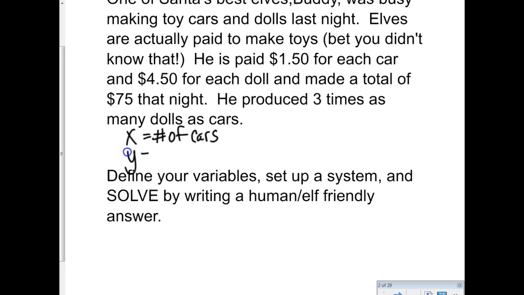So let me guess, you're going to go with Y for the number of dolls? All right. And make sure that's super specific. Don't just say like X equals cars. It has to be number of cars.